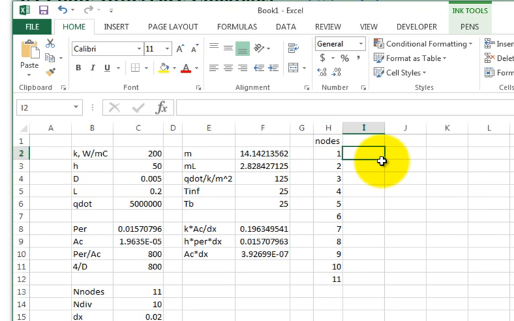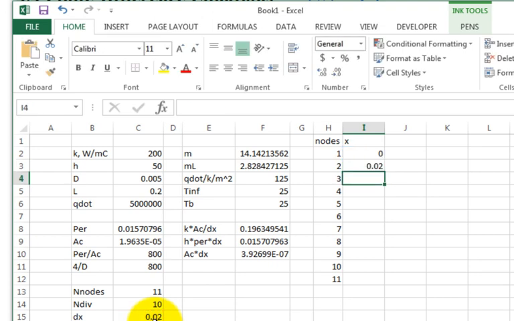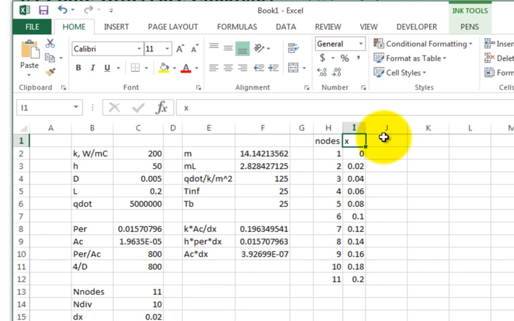All right, so we have x starting at 0, true? So this is my location x for each of the nodes. And then this will be this one plus my delta x. And I'm going to press F4, fixing that, so when I scroll down, it won't change. Grab that lower corner, drag, and verify that that's L. True? All right. So that's my location x. Maybe tighten it up a little bit.